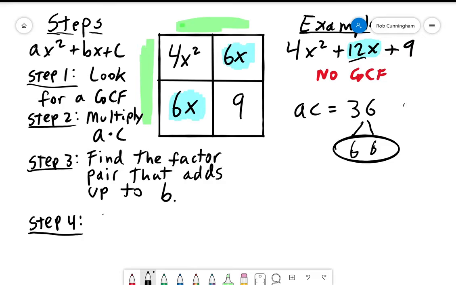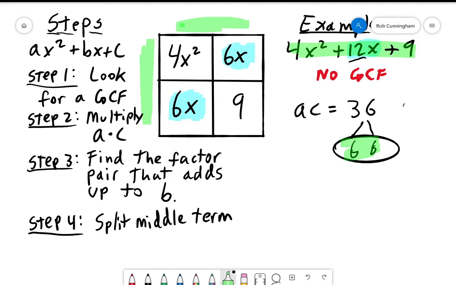So step 4 is going to be split the middle term, and I'll show you what that means in a second. We are going to rewrite this equation, but we're going to take that 12x and we're going to split it up into the two numbers we just found, in this case 6 and 6. So we have 4x squared plus 6x plus 6x plus 9. So again, it's the same thing we just did with the diagram, it's just that we're not using a diagram. And like the diagram, we can do some division here to figure out what the two sides are.